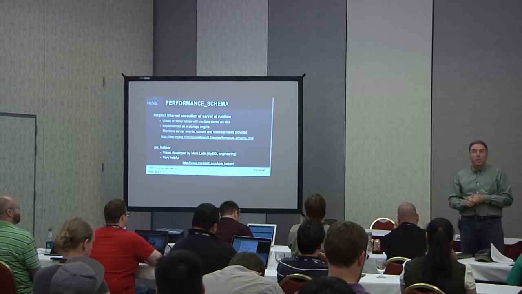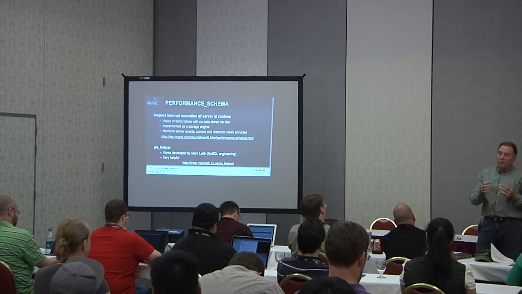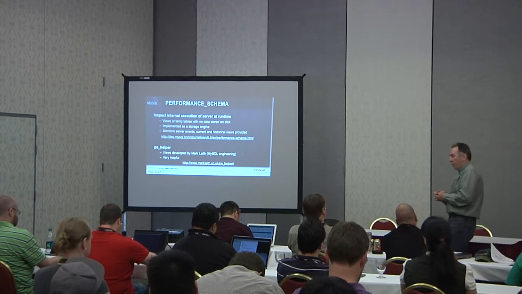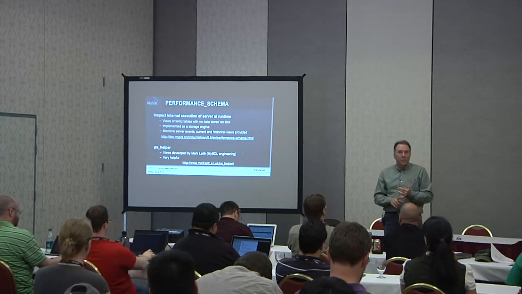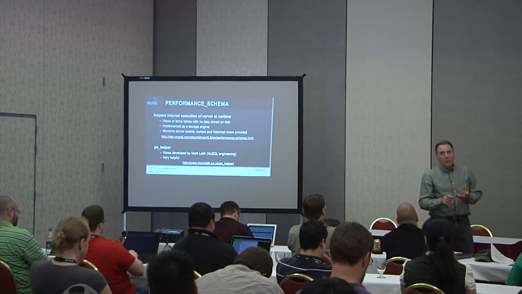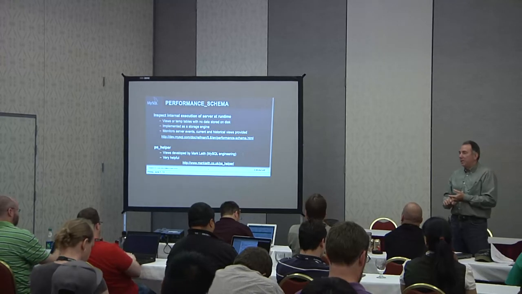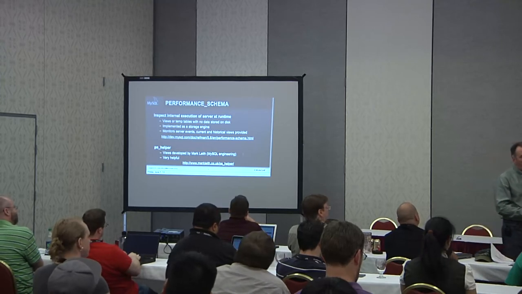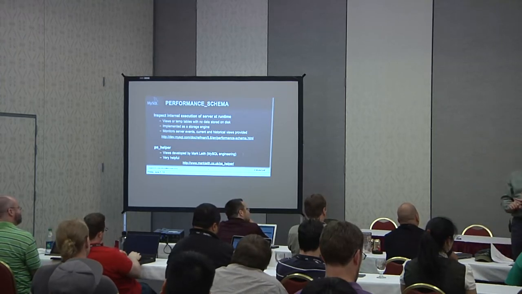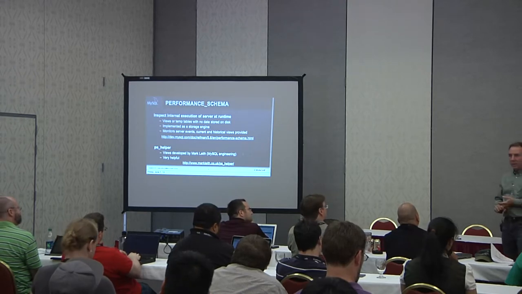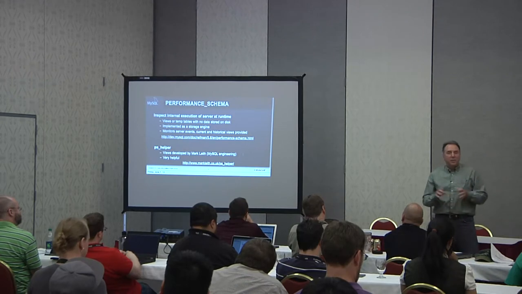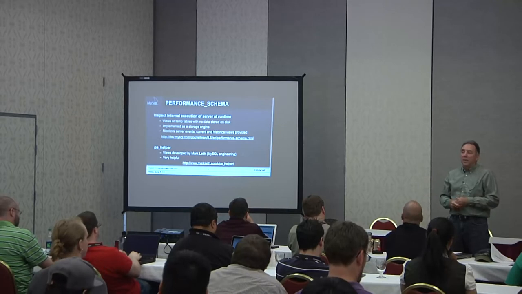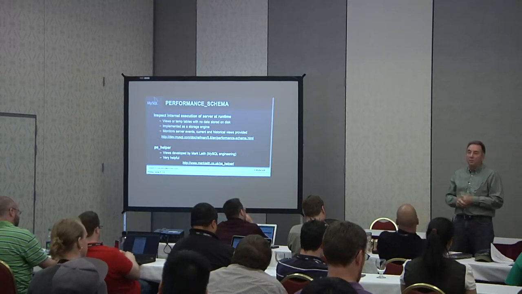In 5.6, it gets much, much better. In 5.6, the performance schema surfaces DBA information. So you can figure out what queries a particular user is running, what queries are coming from a particular host. And you basically set up the performance schema to track whatever information you want.